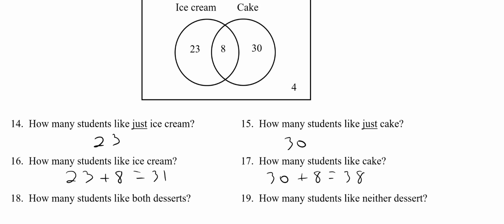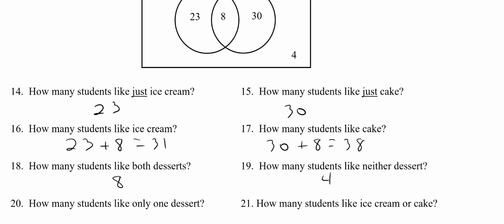How many people like both desserts? That's the middle part. That's the 8. And how many people like neither? That's the 4. Those are the weird people. Okay, how many people only like one dessert? Well, it's either you like your ice cream or you like your cake. Not both, but only one dessert. So that would give you 23 plus 30. So it's 53. 53 people like only one dessert.